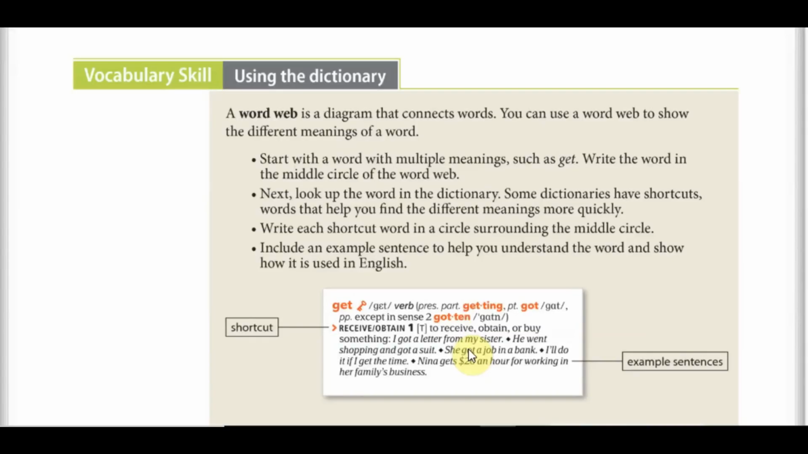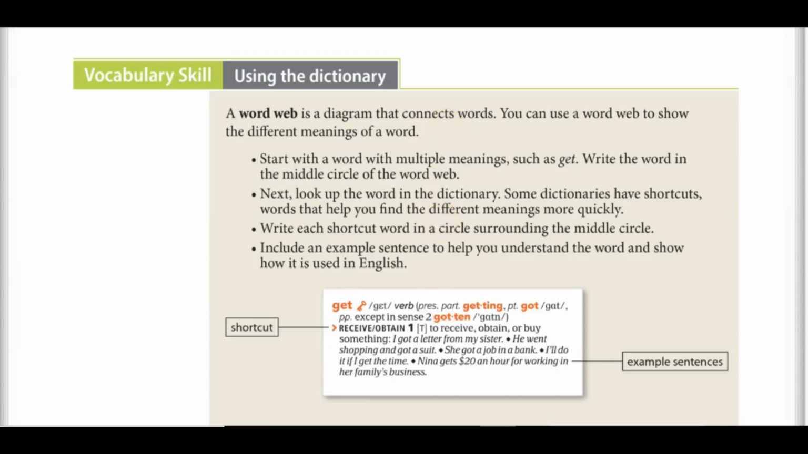How to use a dictionary to find out the meaning of a word that has many different meanings. A word web is a diagram that connects words. Word webs are very useful for finding out the meaning of a word that has many meanings, because in the English language we have words that mean different things in different sentences.